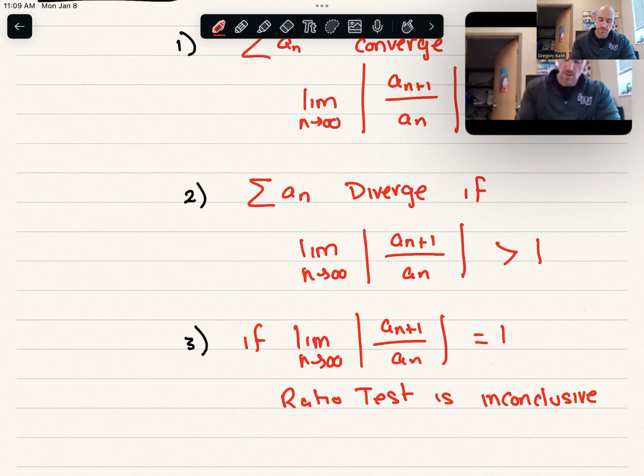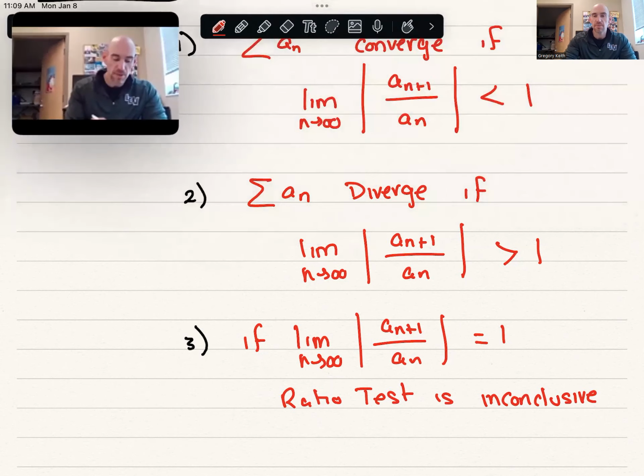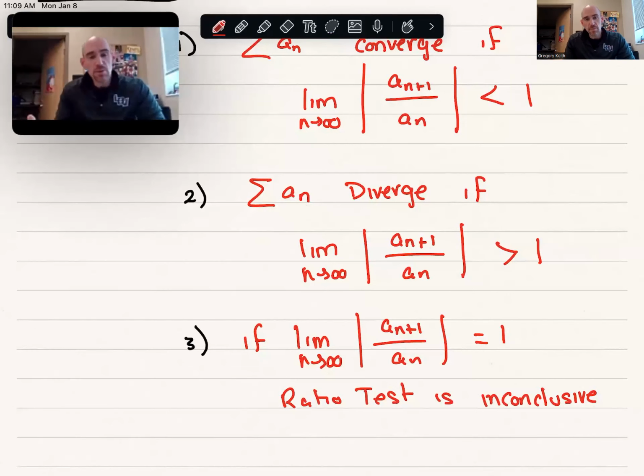I'm going to move this to this side because the video is blocking what I need to do the math. So if you get 1, it ends up being inconclusive, which tells you you just need to do another test. It's kind of like if you got 0 for nth term for divergence, it doesn't tell us anything. So you got to move on and do something different.